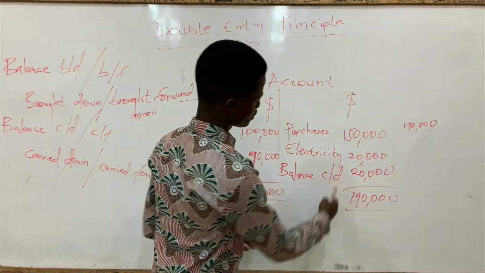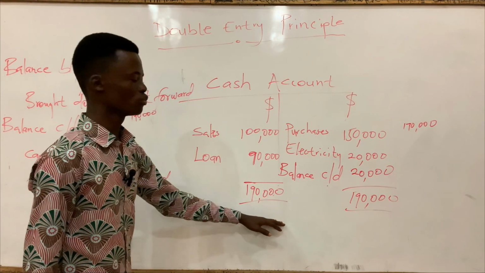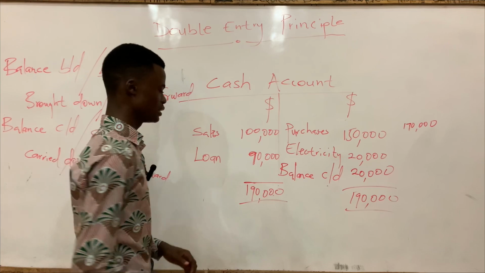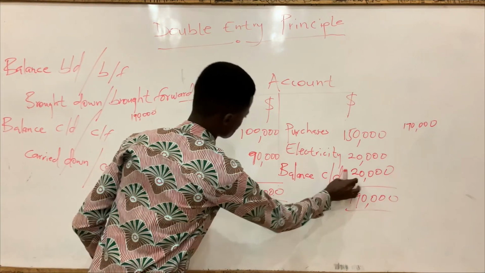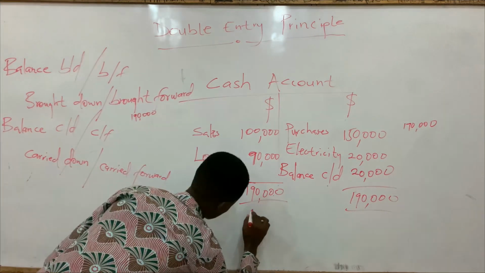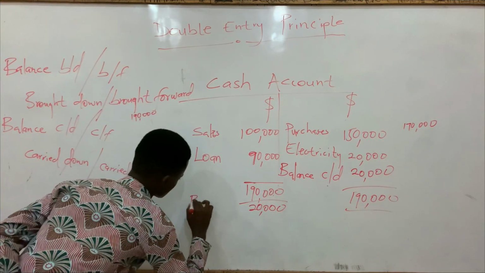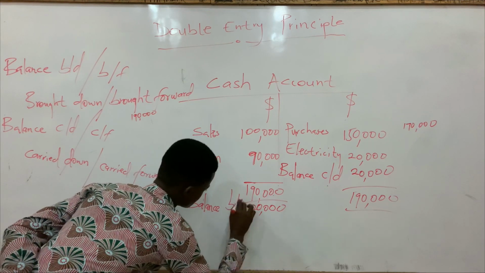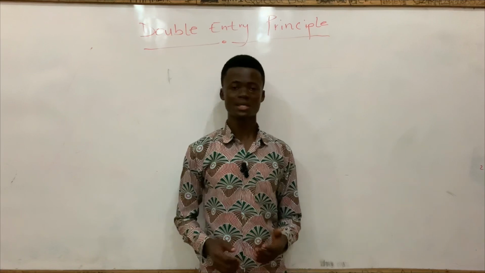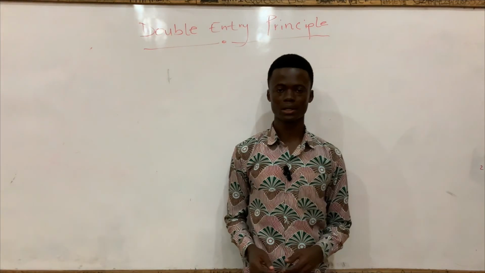So this difference will again be sent to the opposite side after the total, and it will be named as balance B/D or balance brought down. So this same difference will be sent to the opposite side after the total, and the difference is 20,000, and it will be named balance B/D. So initially we said this part entails balancing of an account and then extraction of a trial balance.